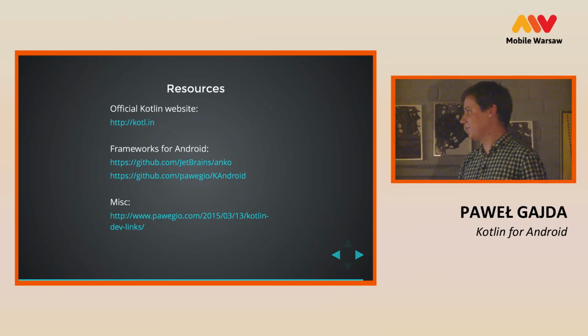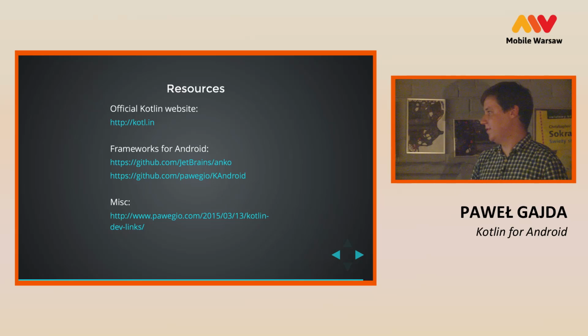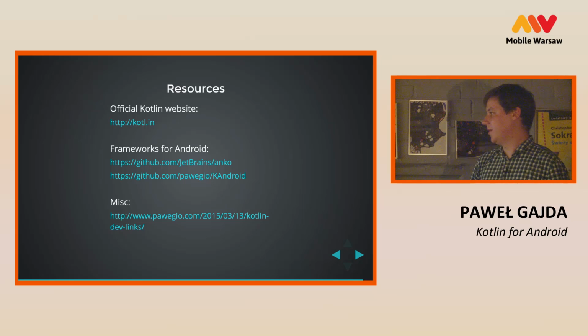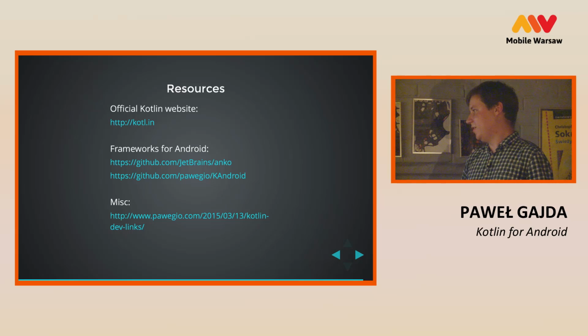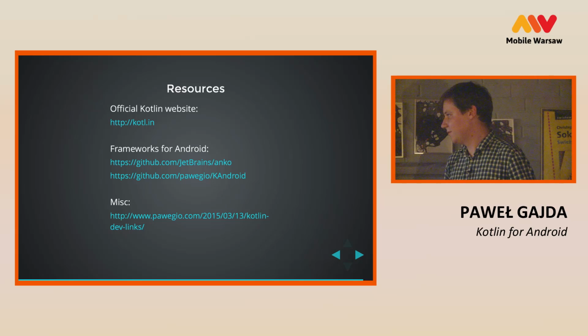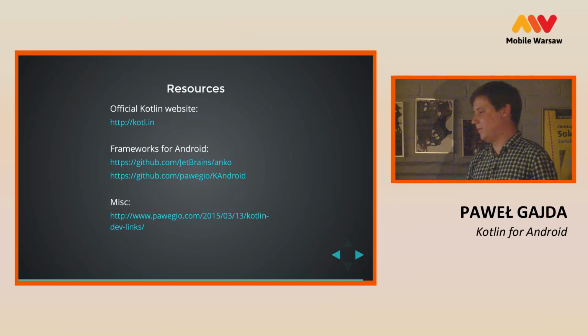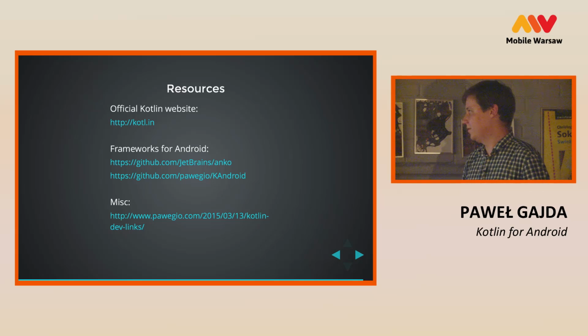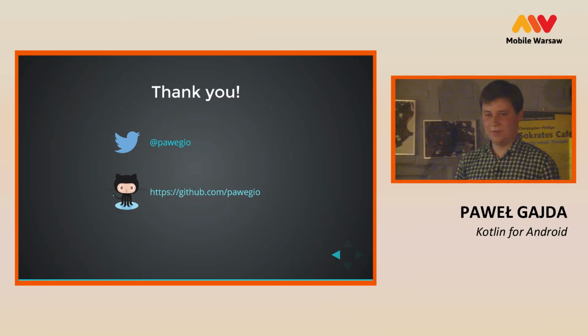Some resources: the Kotlin official website, frameworks for Android, there's Anko for DSL, there's also my library, which consists mainly of extension functions for Android, Kandroid, and some misc, Kotlin dev links, some useful stuff for community links, and so on. So thank you. It's now time for questions, if you have any.